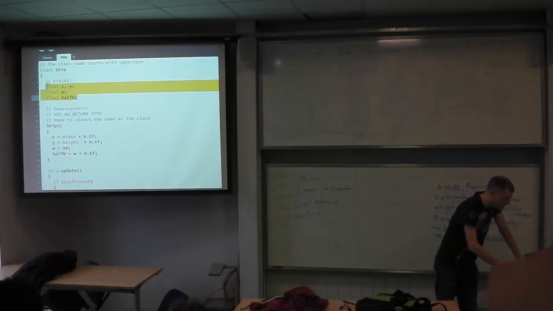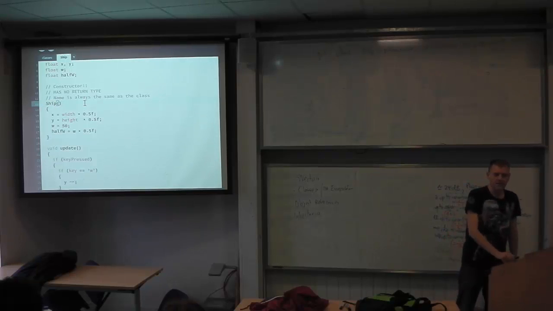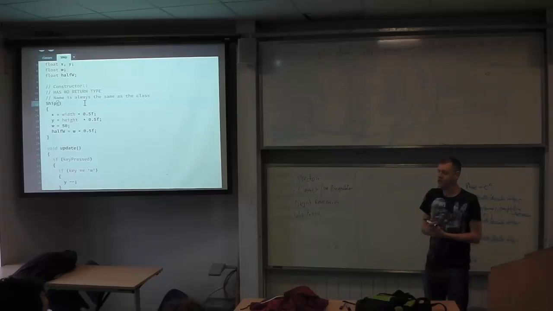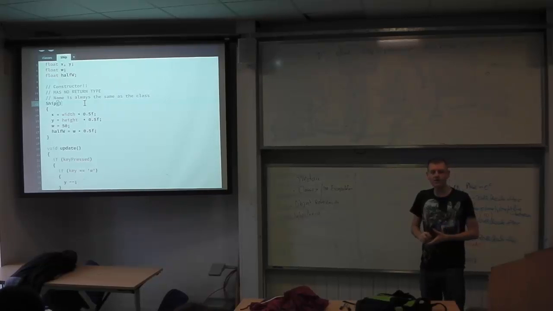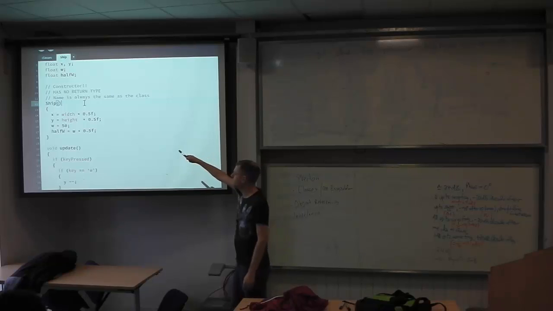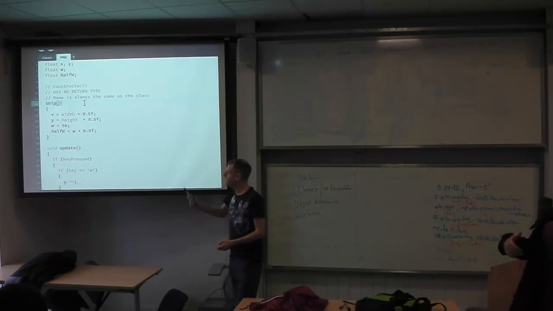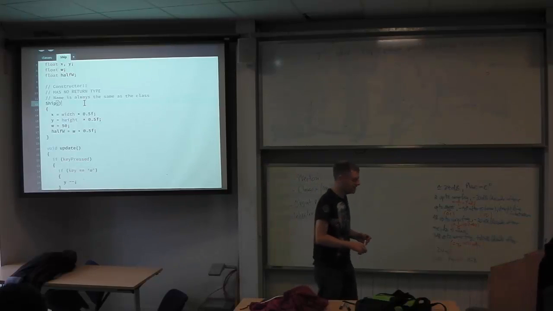And these are the fields. This is a special method here called a constructor. This is a default constructor. What's a constructor typically used for? Can anyone tell me? Yeah, it's typically to give initial values to the object. You can see this constructor is giving the initial values to x, y, w, and half w, which are all fields in the class.